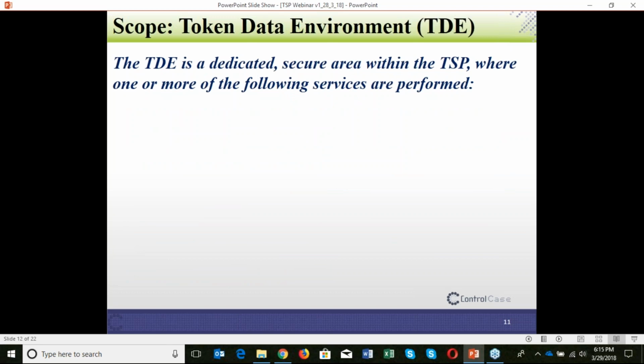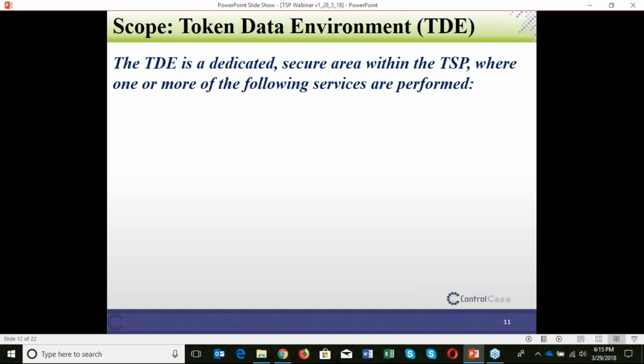Now, the core of a TSP is something called TDE. So similar to CDE, we have something called TDE. TDE is the token data environment. The exact requirements as stipulated in PCI DSS for CDE are also applicable here.